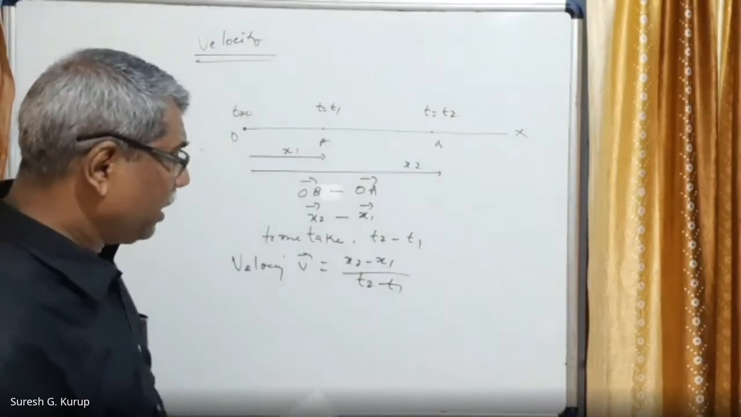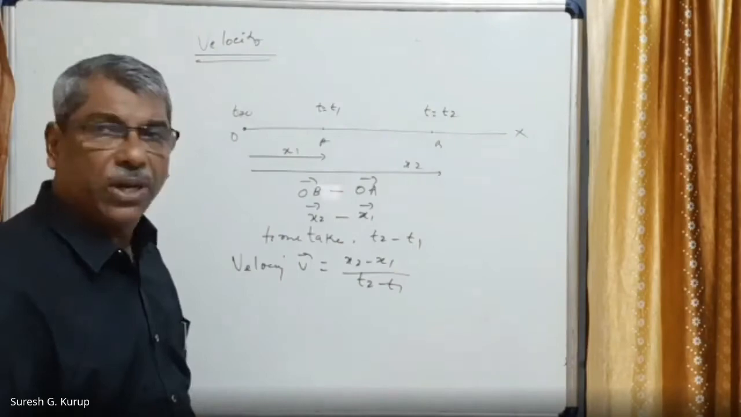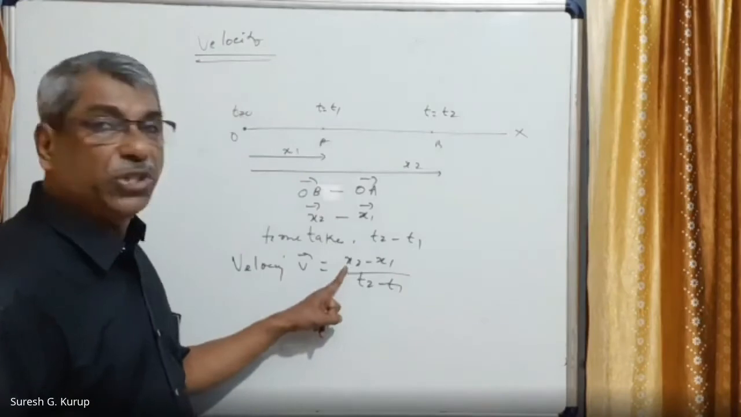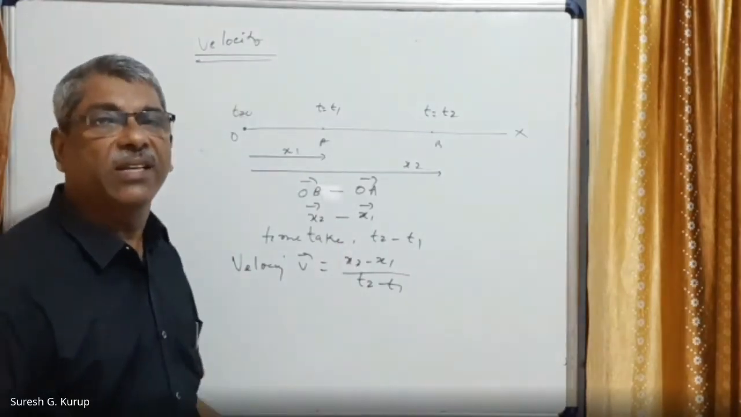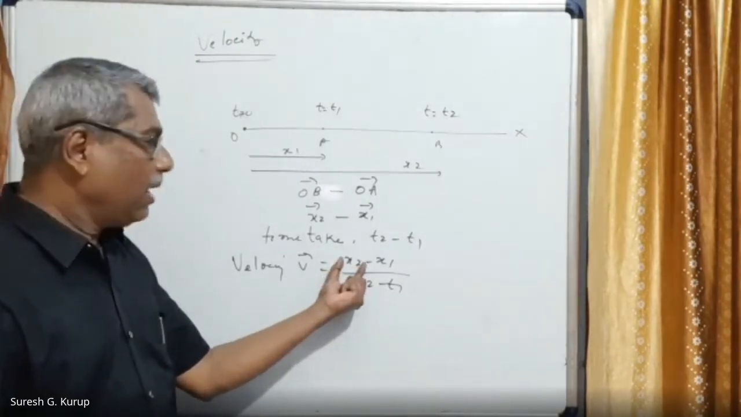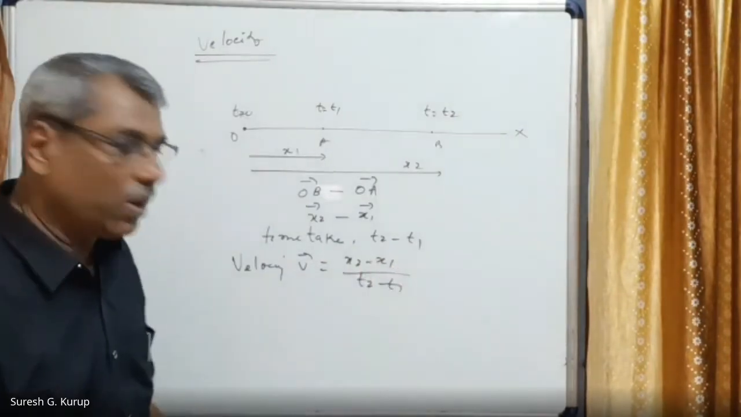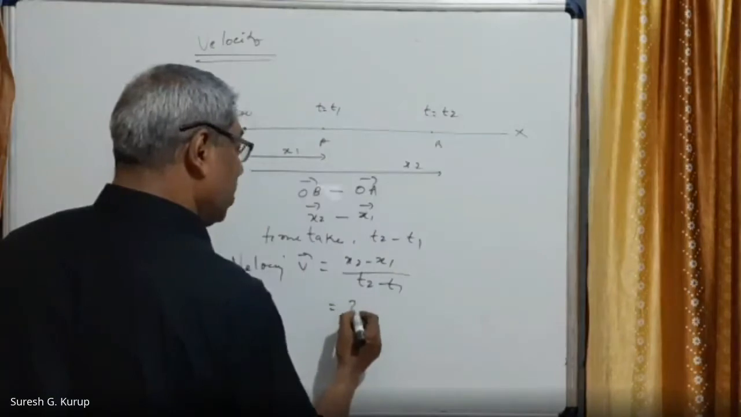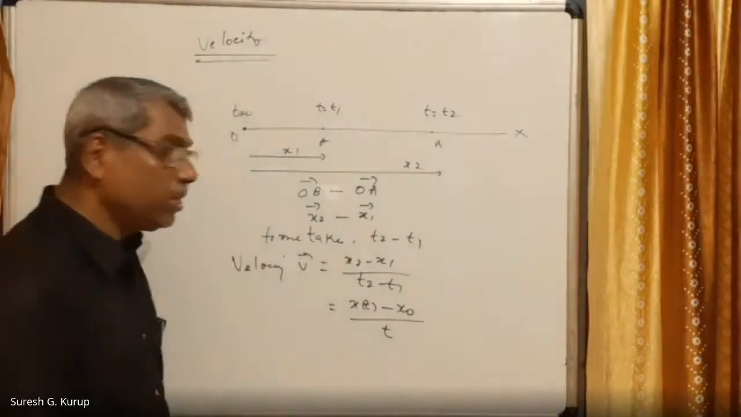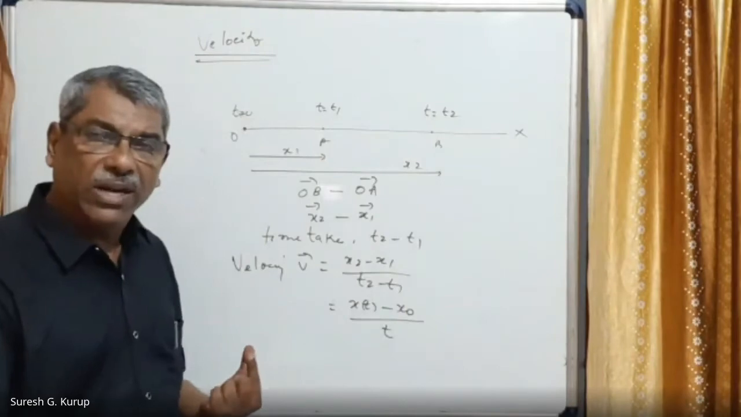So suppose that x1 is equal to 0, and t2 minus t1 is equal to t, and x2 is equal to xt. That means at any instant t, the body has a displacement equal to xt, and at time t is equal to 0, the displacement is equal to x0. Then this relation can be given as xt minus x0 divided by t. T means t2 minus t1, right?